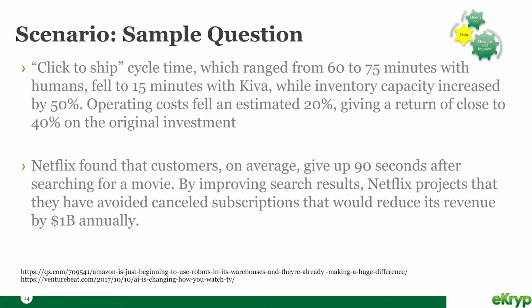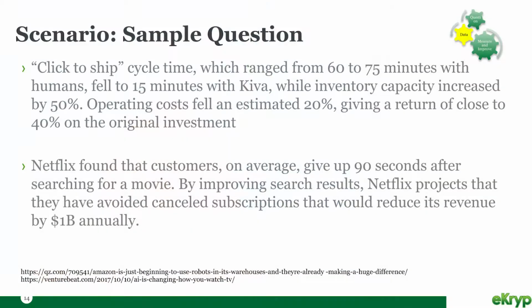A couple of scenarios. I do have the links with the actual details on how they came up with these scenarios, what level of algorithms they used and how they did it. Please do read them. It's amazing bedtime reading. So Netflix figured out that if people take over 90 seconds searching for a movie, then they lose customers. You could call it customer sat. But how do we improve search results?